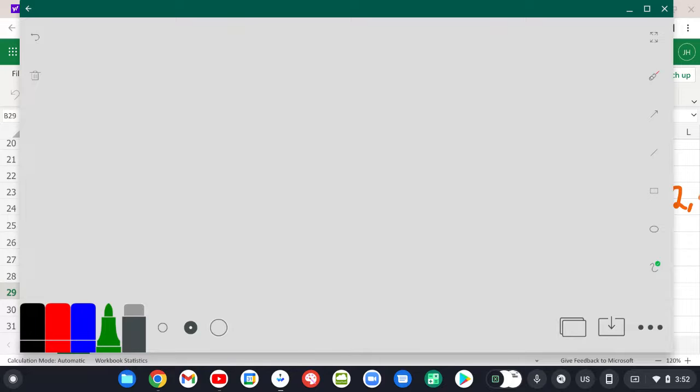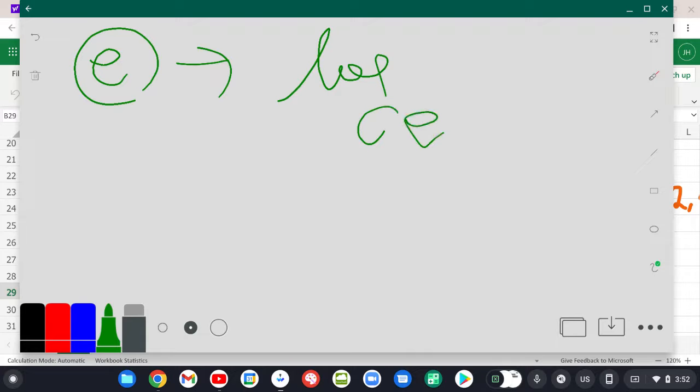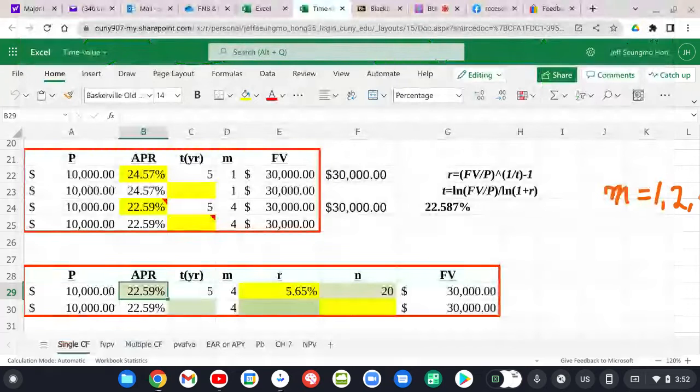So then, what is the natural log? The natural log is the log using Euler's number as the base. We write it as log of x to base e, or we write it like this: ln of x. Of course, what would ln mean? Natural log.